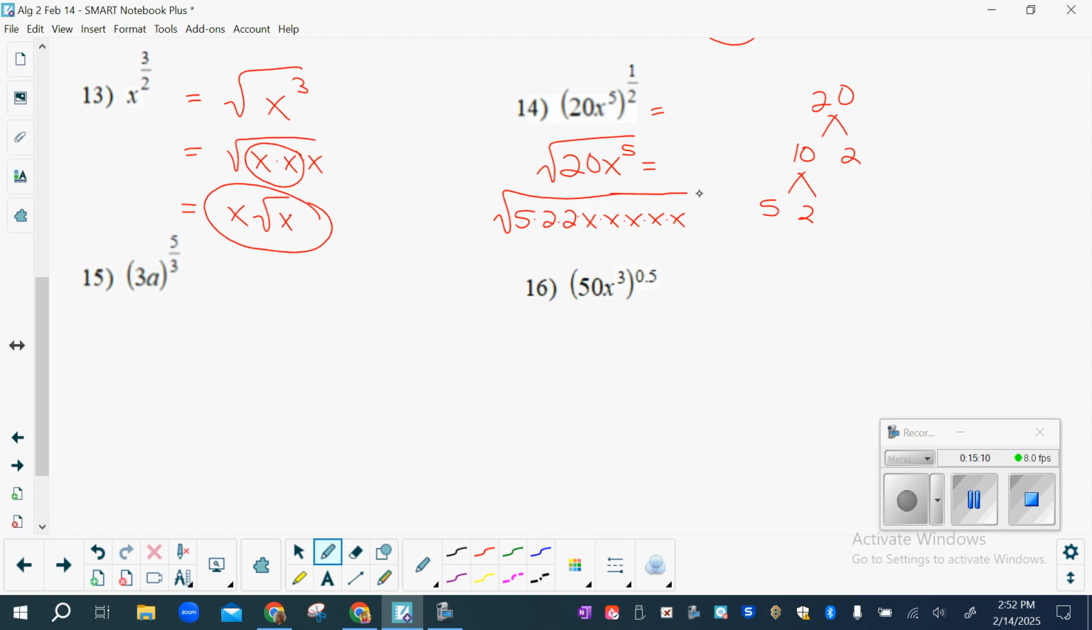So we are going to look at groups of 2. So we have 2 2's, we have 2 x's. Do we have any other pairs? Yes, we have another pair of x's, don't we? So how does this simplify? It simplifies to 2x squared times the square root of 5x.